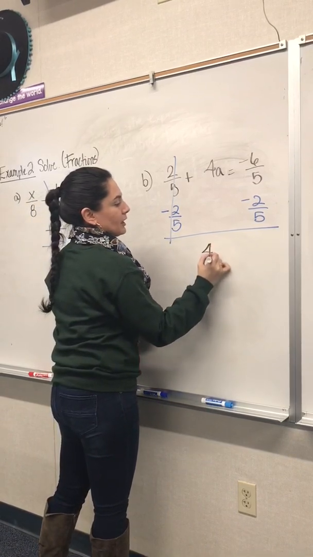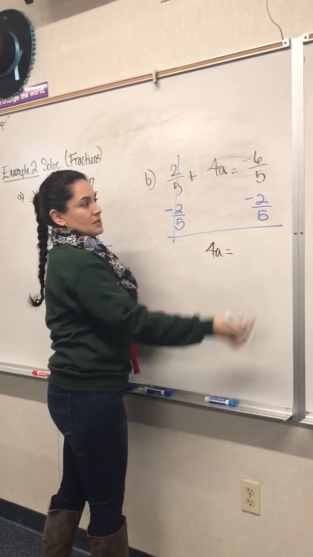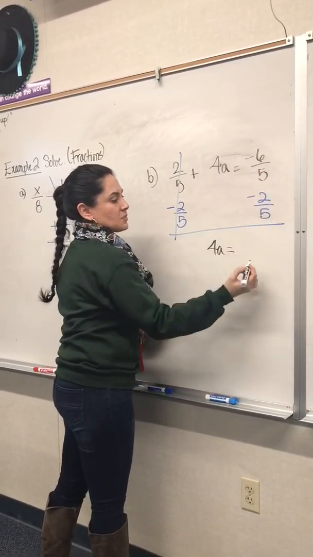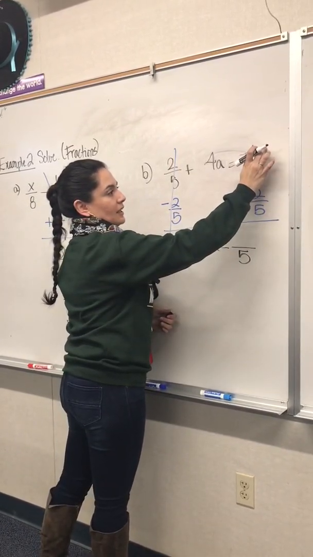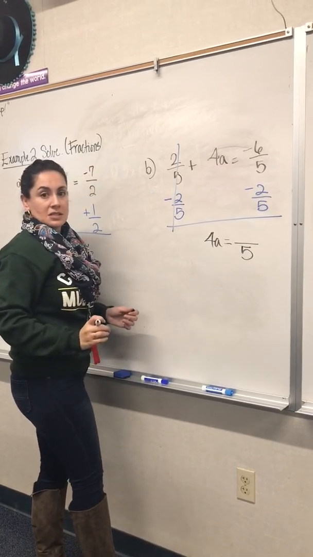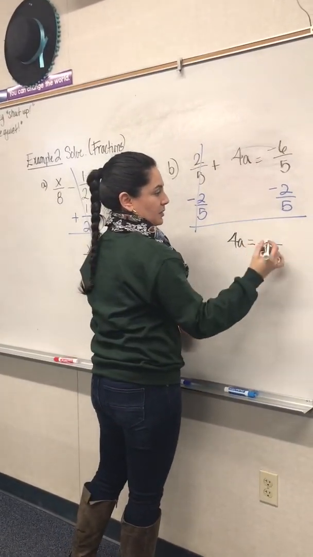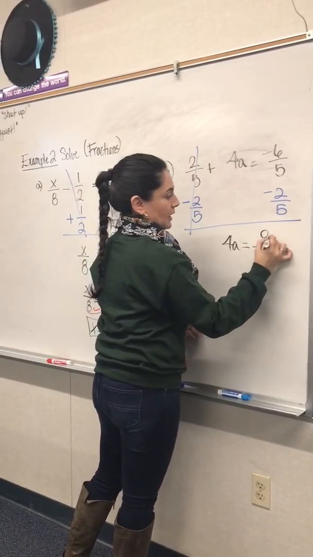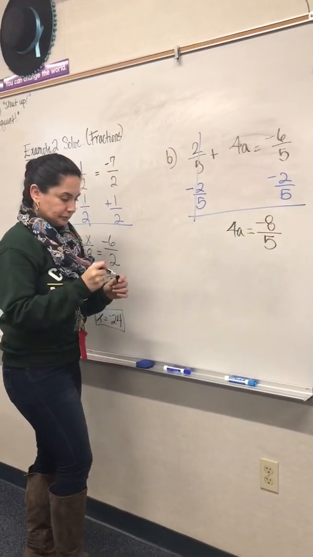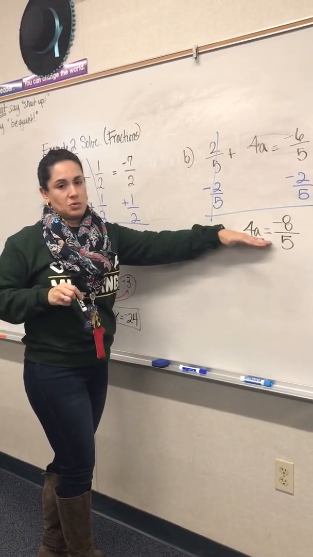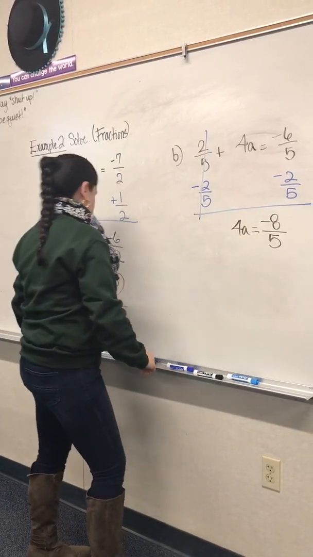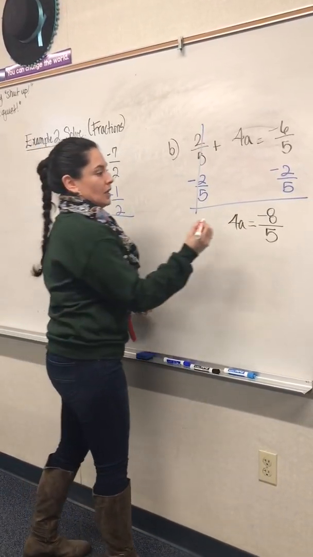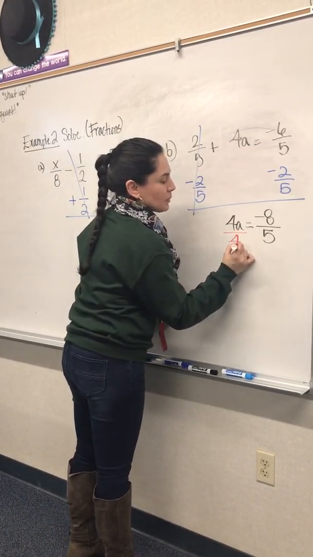I have 4a equals, the denominators are the same, so I'm going to keep it the same. And then I have a -6 plus a -2. Since they're the same signs, I'm going to add them and keep the sign. So that gives me 8 and a negative. Now I see multiplication. So I have to do the inverse of multiplication, which is divide. I'm going to divide both sides by 4.